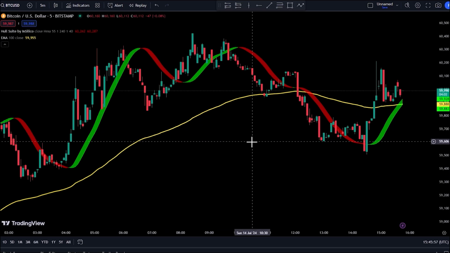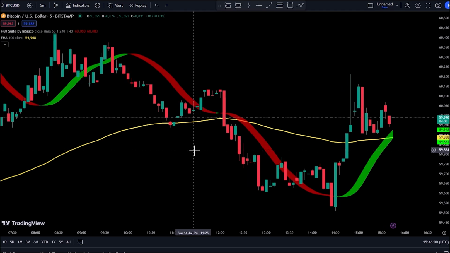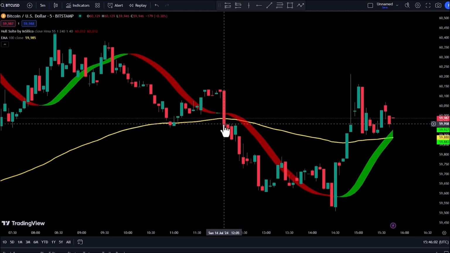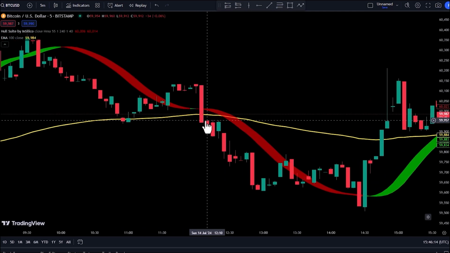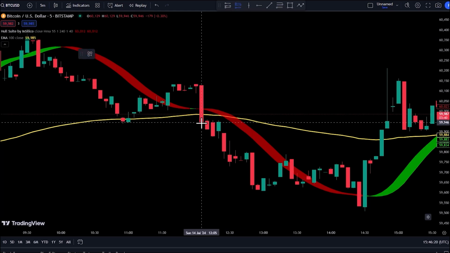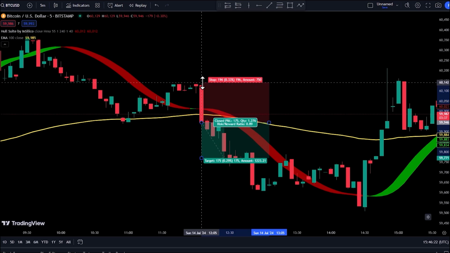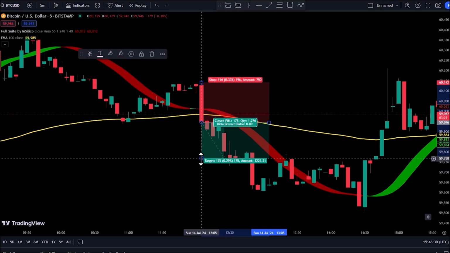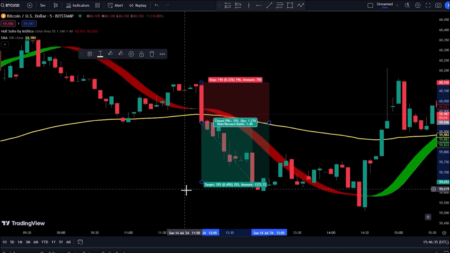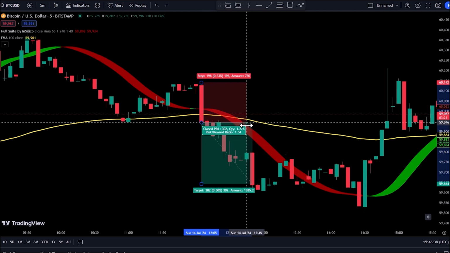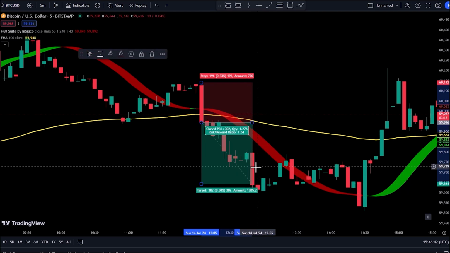When we have a change in the color of the Hull Suite, for example here the candlesticks are below the EMA, and the color of the Hull Suite changed from green to red, it shows us a bearish market. So we can set our order here, and we set our stop loss at the latest swing high, and we search for 1.5 reward. As you can see here, in this candle, price touched our target.